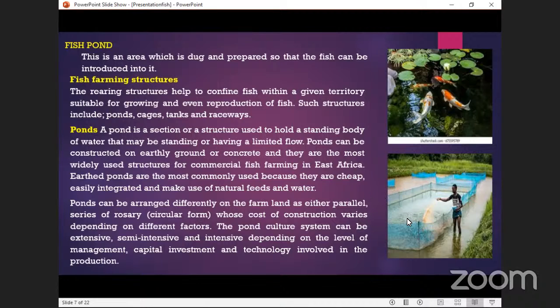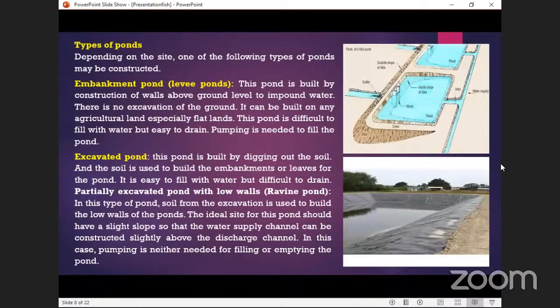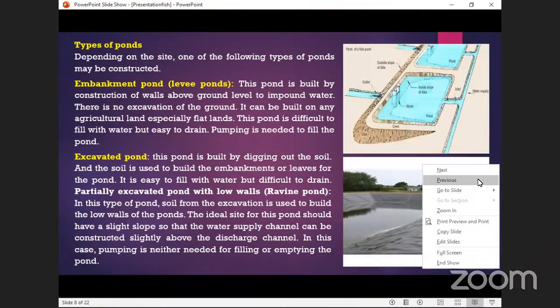So the farmer is able to rear fish inside the created triangle or rectangle. But the water which is inside keeps on moving in and out. Contaminated water which contains ammonia moves out and then clean water comes in. So that's what we call the raceway.